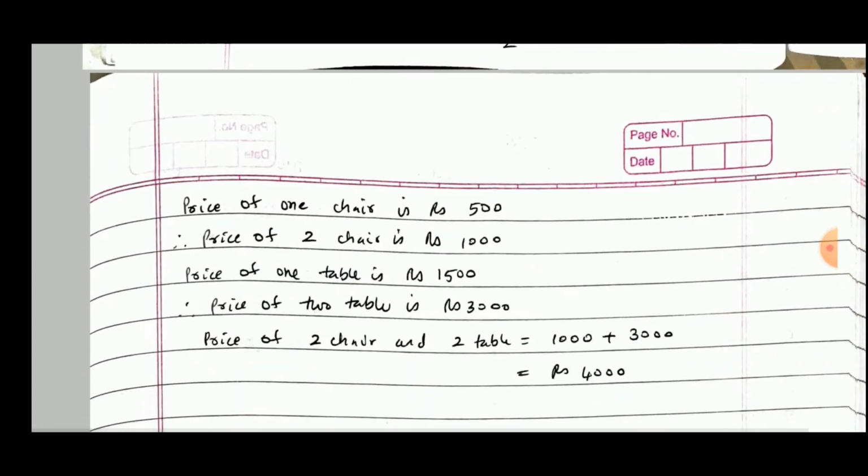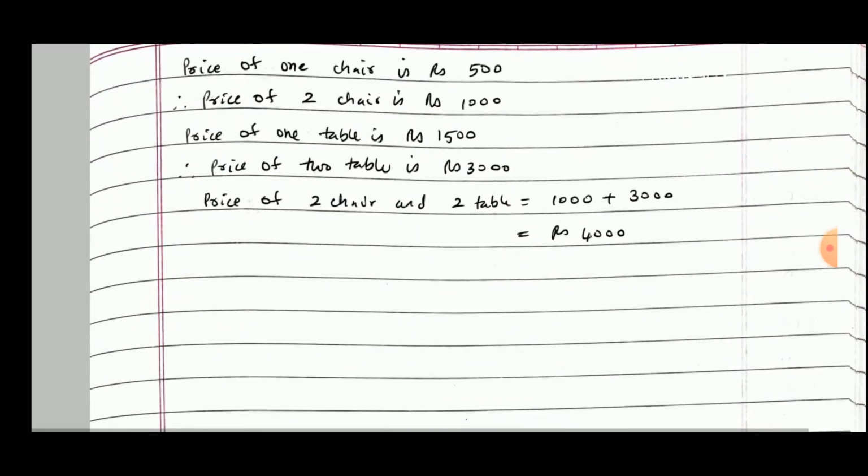So the price of one chair is rupees 500. The price of 2 chairs is 1,000. The price of one table is 1,500 and the price of 2 tables is 3,000. So the price of 2 chairs and 2 tables will be 1,000 plus 3,000, that is 4,000.